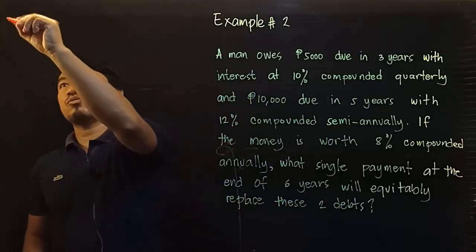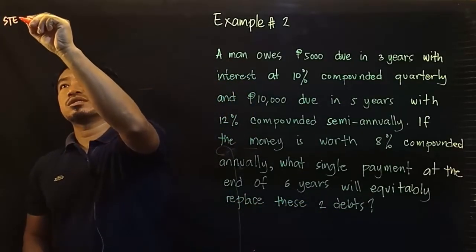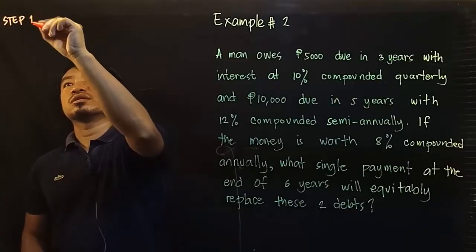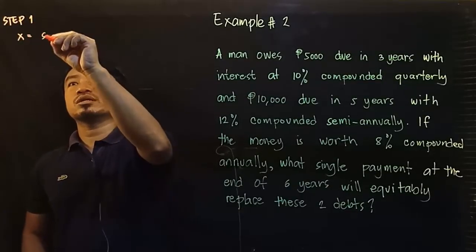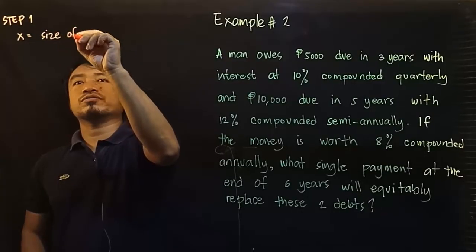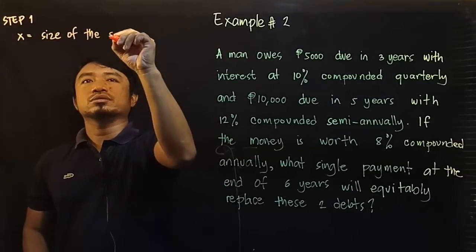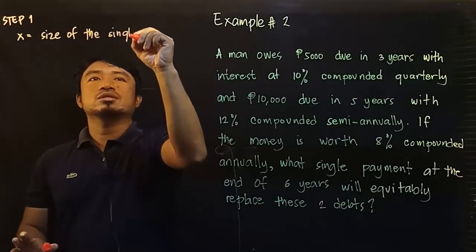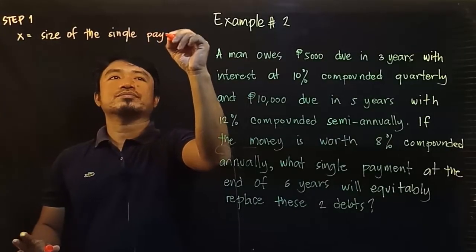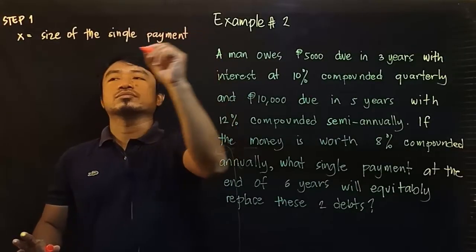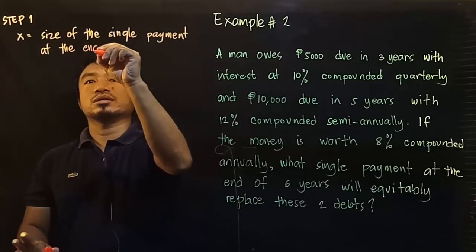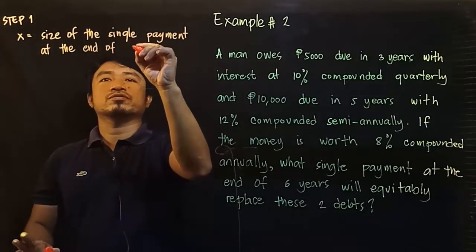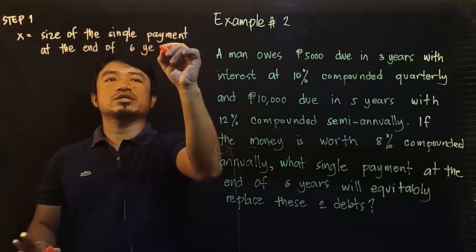So again, step 1 is: let X be the size of the single payment at the end of 6 years.